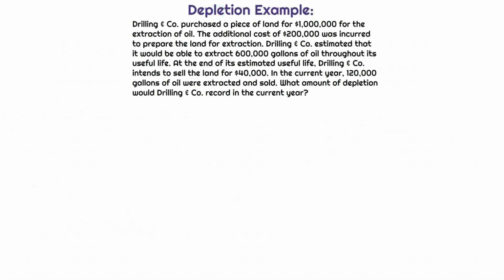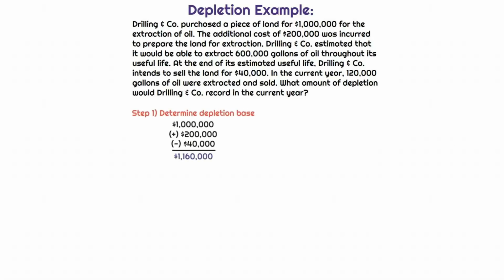Let's dive into a quick example and apply this mental map. Drilling & Co. purchased a piece of land for $1 million for the extraction of oil. The additional cost of $200,000 was incurred to prepare the land for extraction. Drilling & Co. estimated that it would be able to extract 600,000 gallons of oil throughout its useful life. At the end of its useful life, Drilling & Co. intends to sell the land for $40,000. In the current year, 120,000 gallons of oil were extracted and sold. We want to know the amount of depletion that Drilling & Co. would record in the current year.